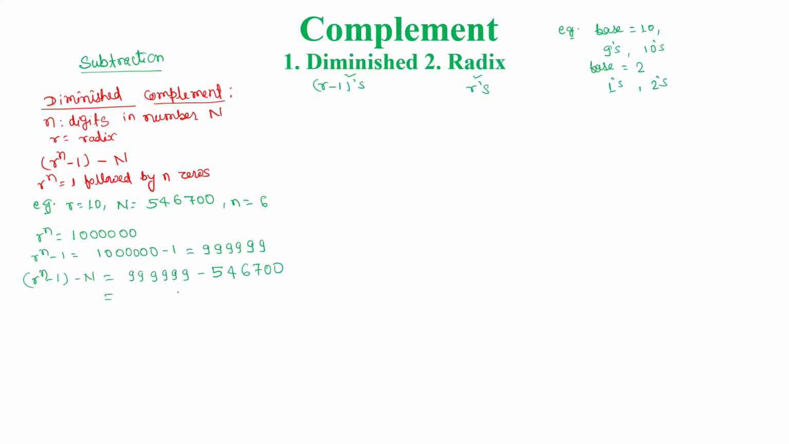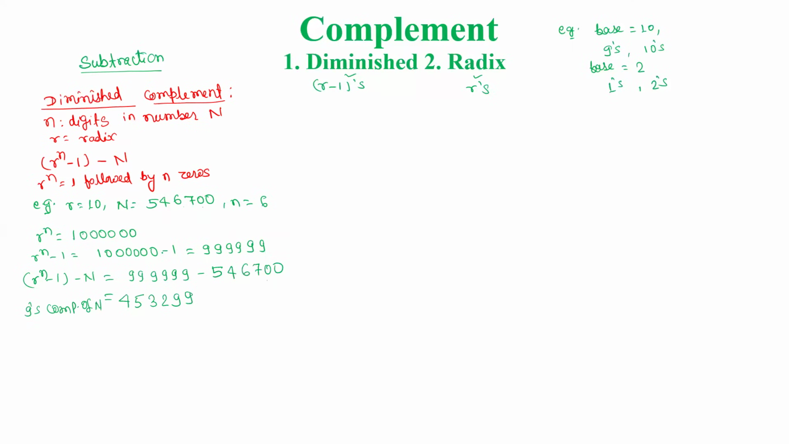Once we subtract this, 9 minus 0 is 9. Again, 9 minus 0 is 9. 9 minus 7 is 2. 9 minus 6 is 3. 9 minus 4 is 5. 9 minus 5 is 4. So 453299 is the diminished complement. It is the 9's complement of the given number N, where N is 546700. This is how we are able to obtain the diminished complement.